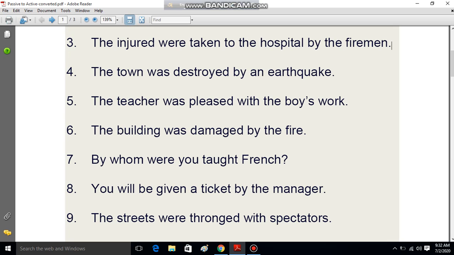Well, the building was damaged by the fire. It's also like the earlier one, past simple. The fire would be the subject, then the past form of the verb, damaged, then the object, the building. So the fire damaged the building.